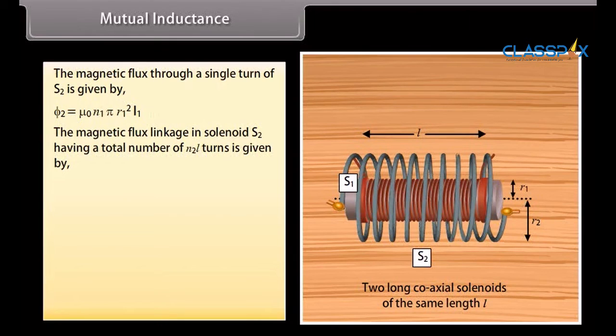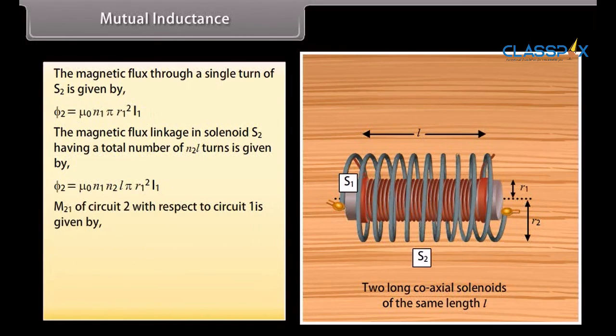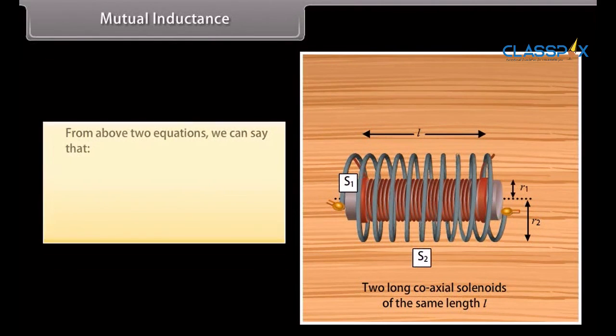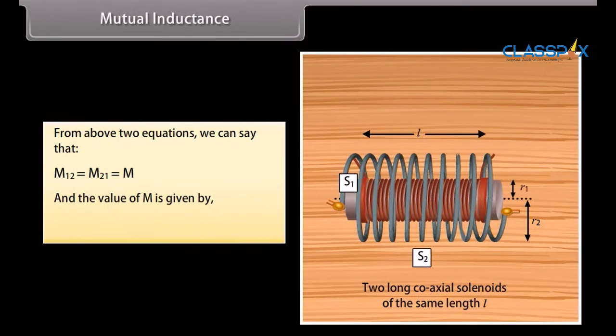The magnetic flux linkage in solenoid S2, having a total number of N2L turns, is given by mu naught N1 N2 L pi R1 square I1. M21 of circuit 2 with respect to circuit 1 is given by mu naught N1 N2 L pi R1 square. Similarly, we calculate the value of M12, which is given by mu naught N1 N2 L pi R1 square. From the above two equations, we can say that M12 is equal to M21, which equals M. And the value of M is given by mu naught N1 N2 L pi R1 square.